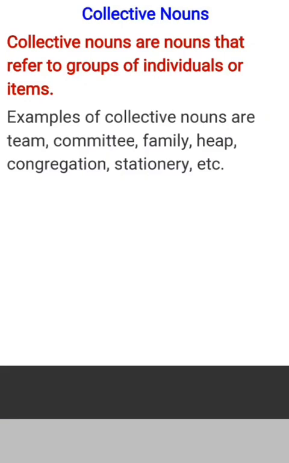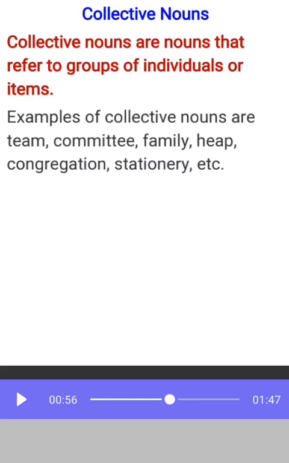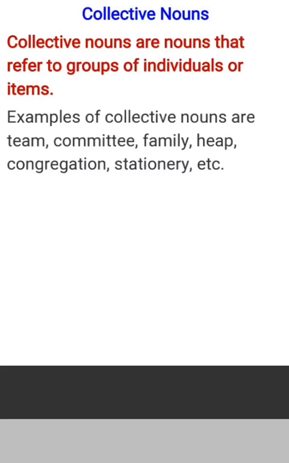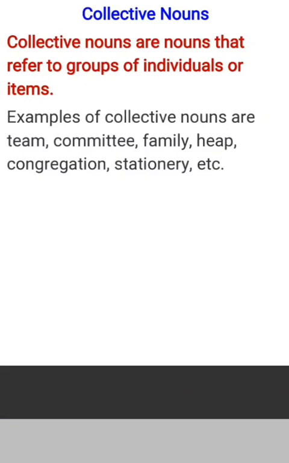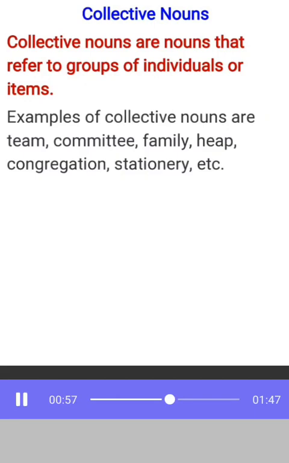Heap is a collective noun for sand particles packed together. Congregation is a group of church members in the same church, and so you can see that it is a name for a group of persons attending the same church. Then we have stationery as a name for a group of writing materials, a collection of writing materials. And so these are examples of collective nouns.